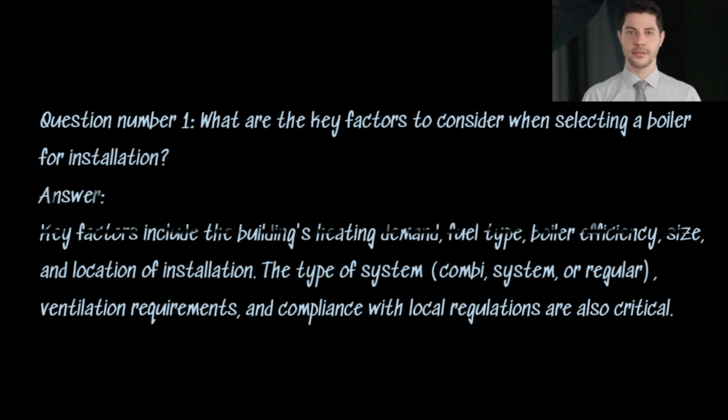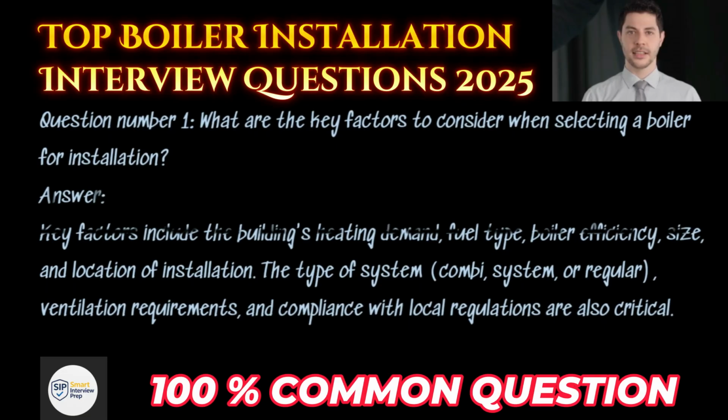Question number 1. What are the key factors to consider when selecting a boiler for installation? Answer. Key factors include the building's heating demand, fuel type, boiler efficiency, size, and location of installation. The type of system, combi, system, or regular, ventilation requirements, and compliance with local regulations are also critical.